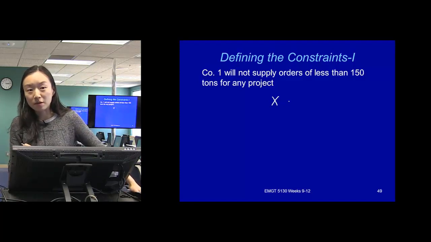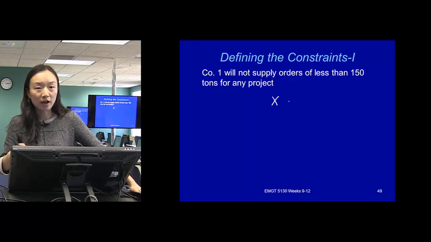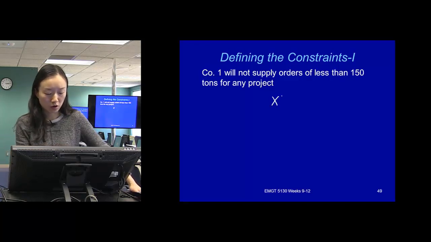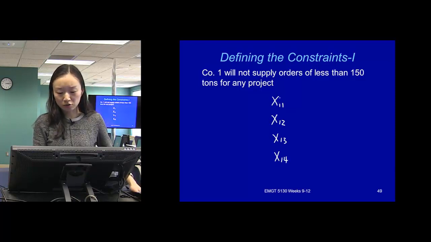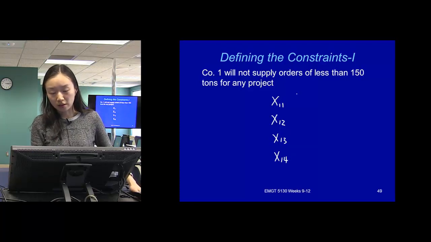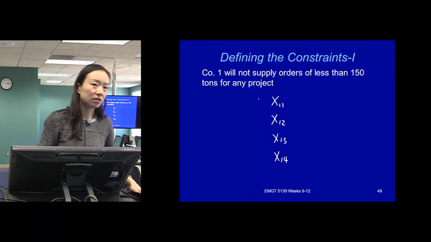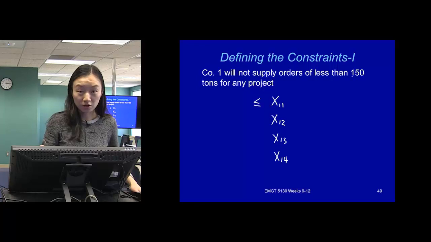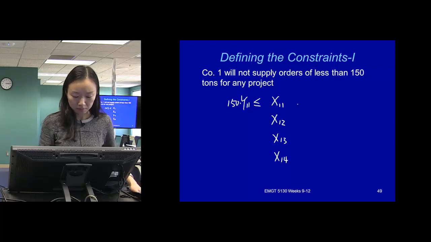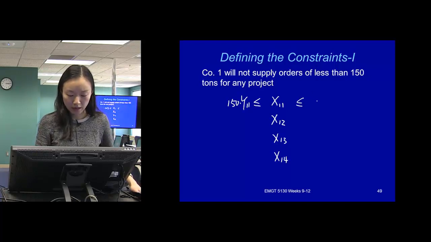For any project, that means we need to have 4 constraints because it's for all of them: X11, X12, X13, and X14. For project 1, if company 1 is going to supply, what's the constraint? Greater than or equal to the minimum order size times the y, 150 y11, and less than or equal to a big M times the y11.